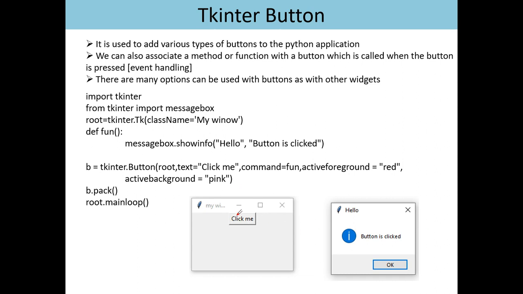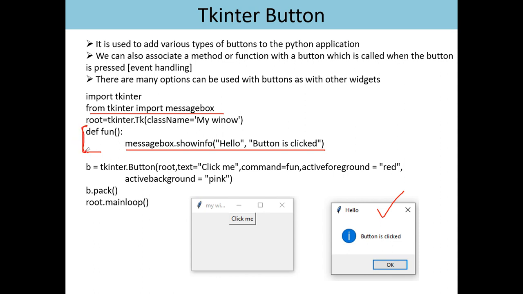See here, when you click that button, this message box will appear. This message box appears by using the function messagebox dot showinfo. To implement this message box, you need to import another module from tkinter: from tkinter import messagebox. You got it? If the star import is there, we need not call it separately, I think.